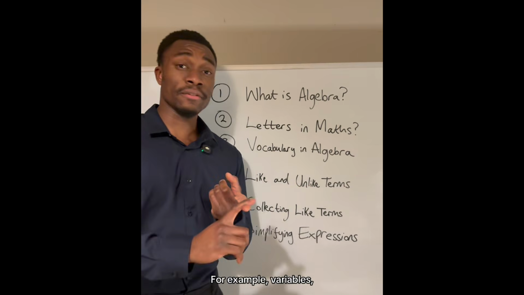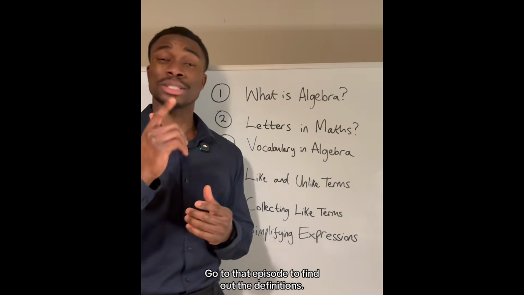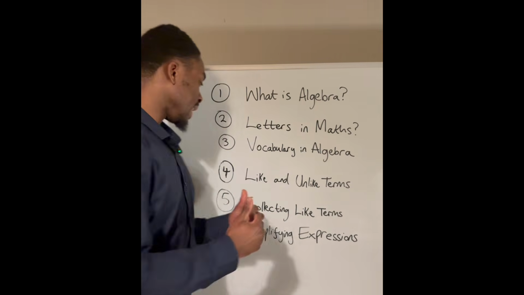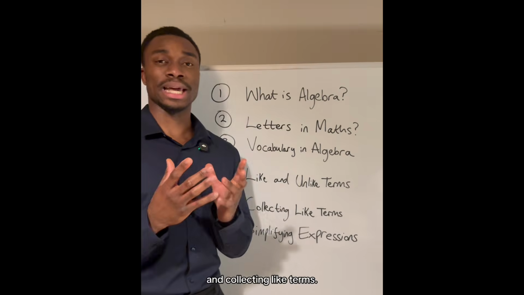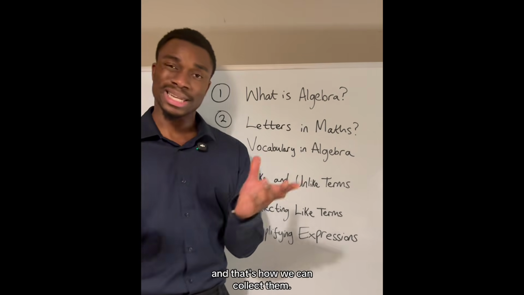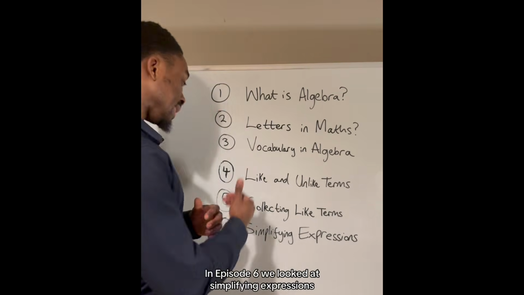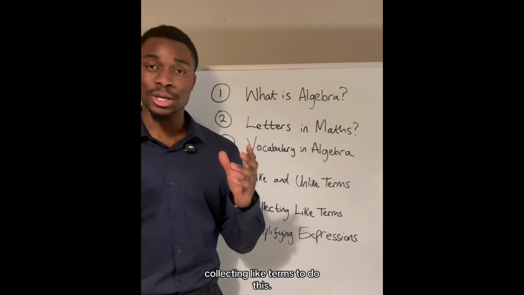In episode 3, we looked at the vocabulary we use in algebra. For example, variables, constants, expressions, equations, coefficients. Go to the episodes to find out the definitions. In episodes 4 and 5, we looked at like and unlike terms and collecting like terms. Like terms have to have the same letter and the same power, and that's how we can collect them. In episode 6, we looked at simplifying expressions, and we need to use collecting like terms to do this.